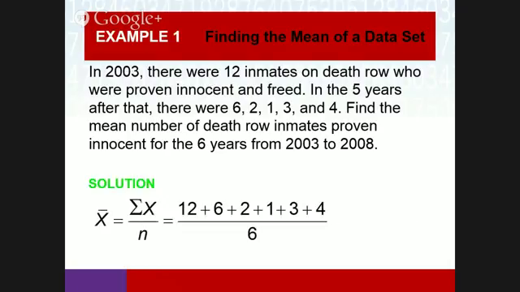Okay, so if I add up those 6 numbers and divide by 6, I get 4.7. So this is saying on average in those 6 years, 4.7 inmates were proven innocent and freed. Some years only 1 was freed, and some years 12 were freed, but on average I had 4.7 freed. You don't have to necessarily write the sum of x over n. If you do, that's fine.